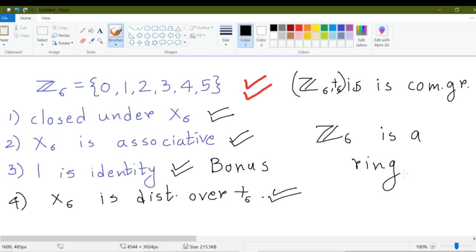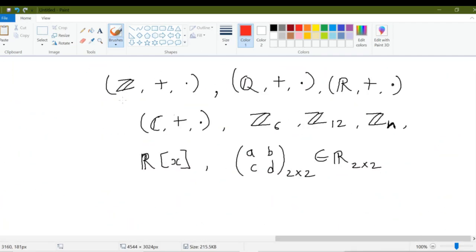Of course, we have other examples also. We know that integers under usual addition and multiplication is a ring. Similarly, the pattern follows for rationals, reals, and complex numbers. Apart from these, what we have seen here is that Z6 is a ring. Similarly, we can prove that Z12 is also a ring. In fact, integers under addition and multiplication modulo any positive integer n is a ring.